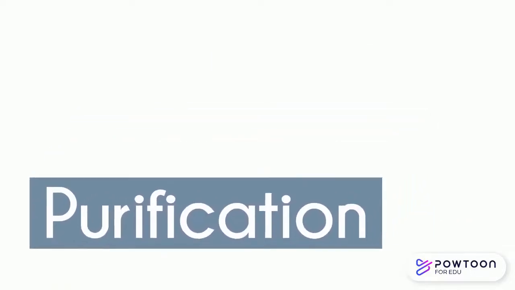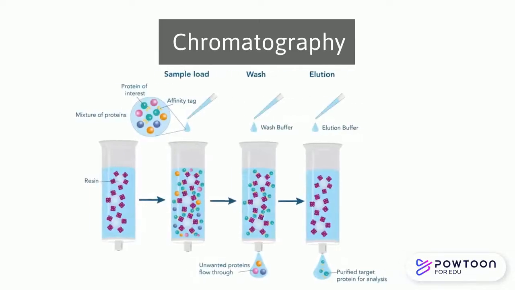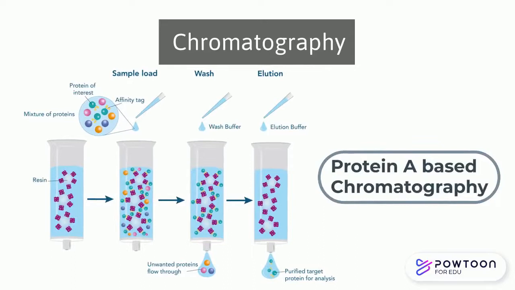Next is purification. Purification mainly consists of chromatography and flocculation. We are going to first talk about chromatography. A popular purification technique is chromatography because of its high resolution. A type of chromatography that is known for its high level of purity is protein A-based chromatography, which is also mostly used for the production of MAB.